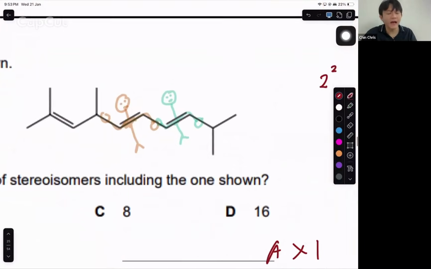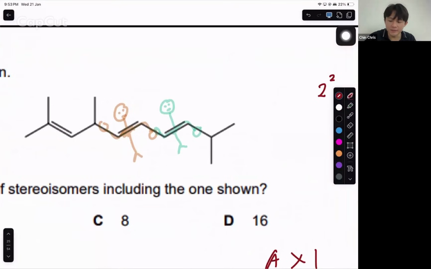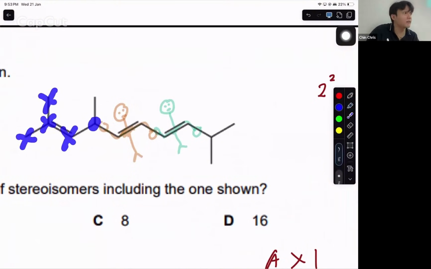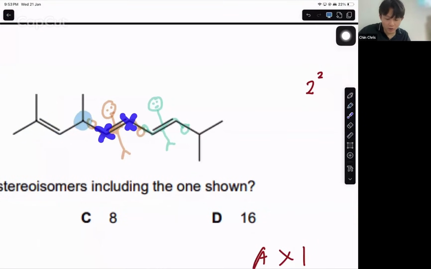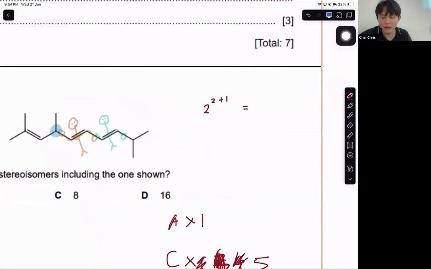Okay, next. Chiral center time. How many chiral center? Not a chiral, not a chiral, not a chiral, not a chiral. Is this a chiral? Yeah. Hydrogen on top, left, right, not the same. First chiral found. Not a chiral, not a chiral, not a chiral. Is this a chiral? No. Left, right, the same. So 2 cis trans, 1 chiral, 2 to the power 3, 8. Answer C.